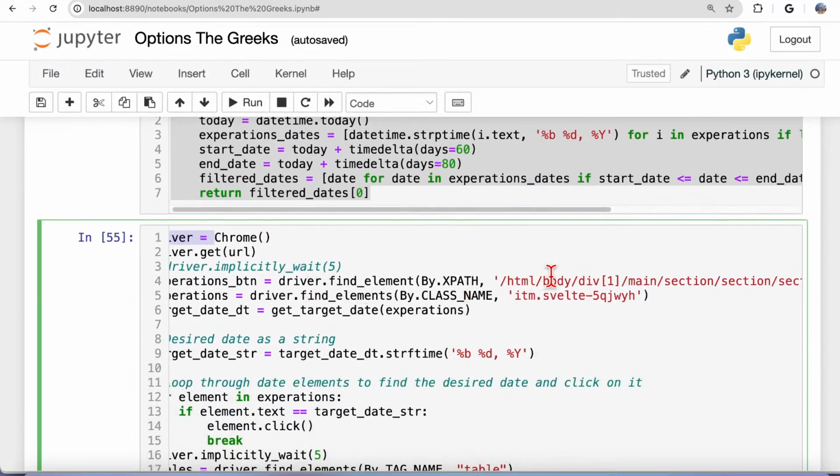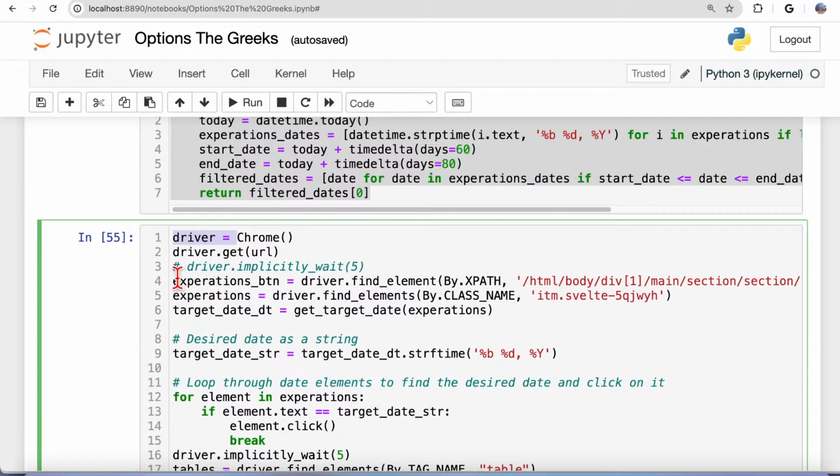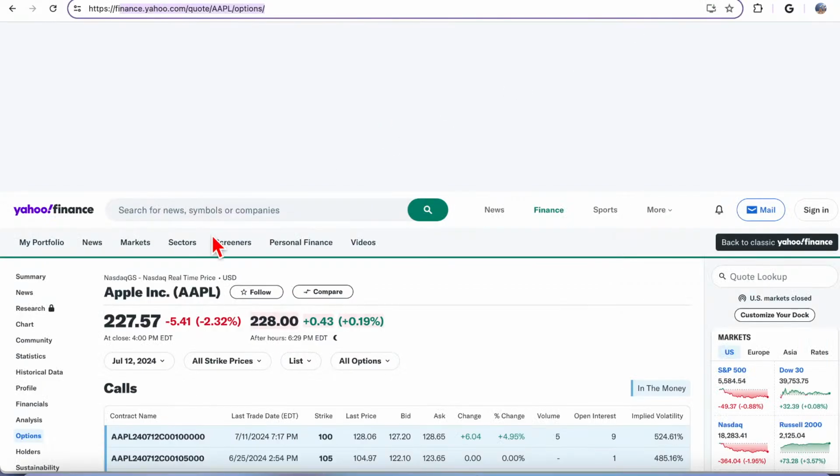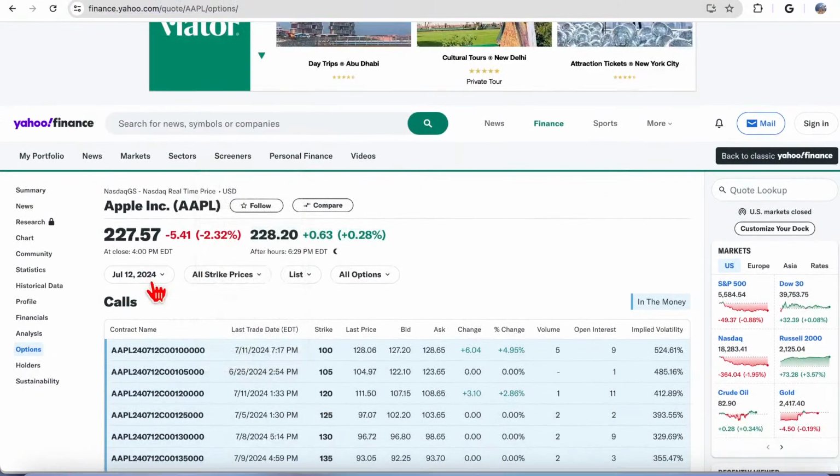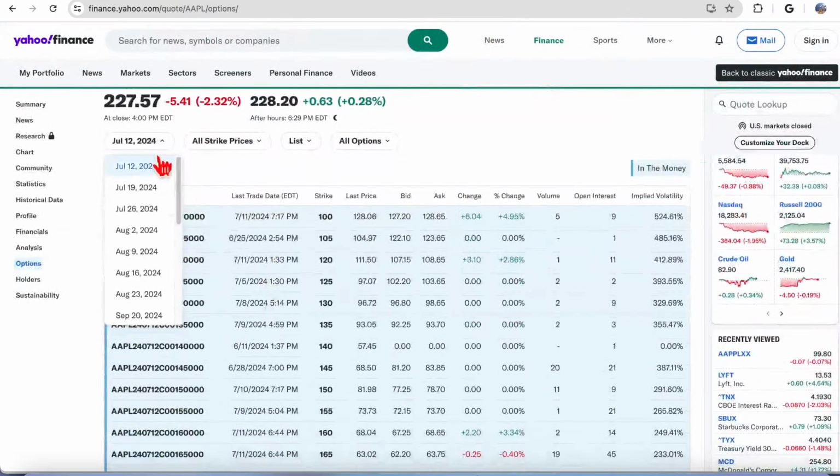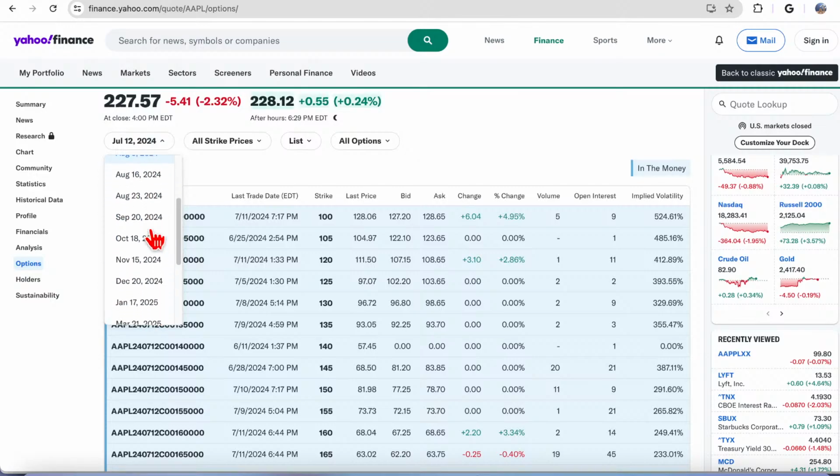So then here I want to fetch information, and take a look. Here we got expiration button. So here we got expiration button. So what I'm trying to do here, I'm trying to mimic this click, and I'm trying to identify expiration date that I want to get.